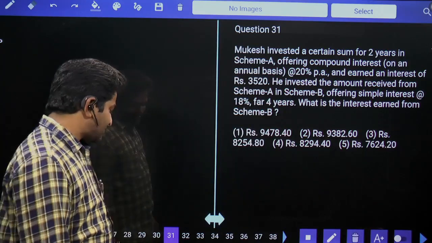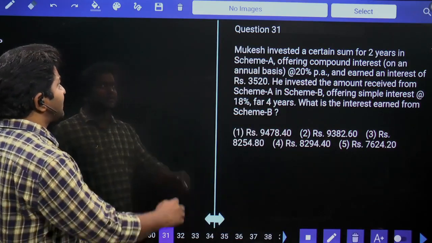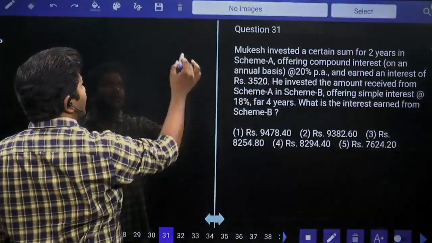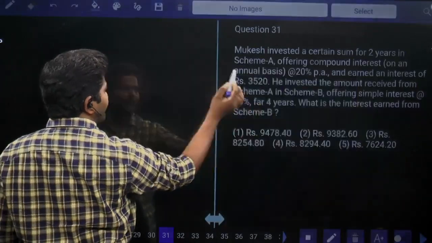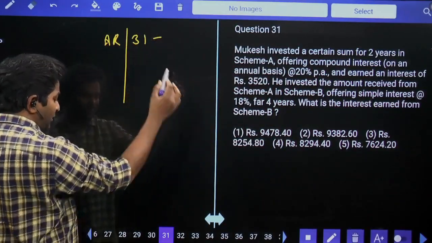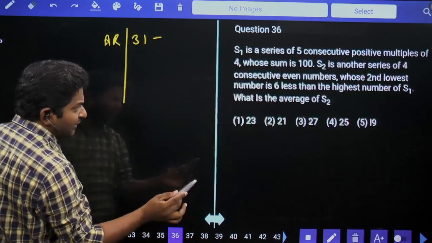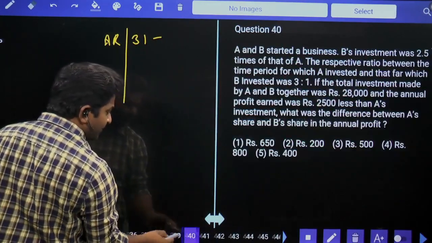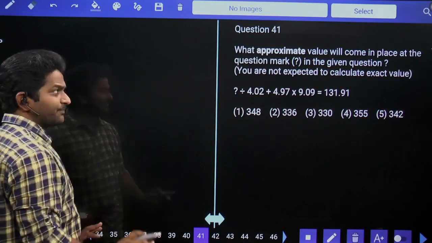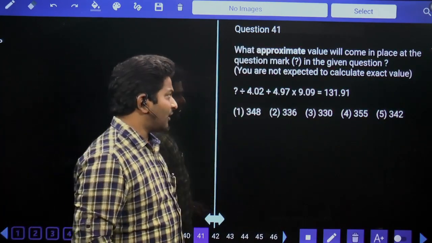SBI PO prelims. Let's start from question number 31 onwards. Question number 31, we have arithmetic questions. So let's hold arithmetic questions and we'll do it later. Let me verify what is there in 36. Again, arithmetic. So till 41 we have arithmetic questions. Now let's solve from 41 onwards.